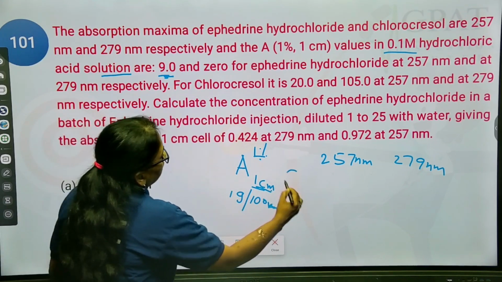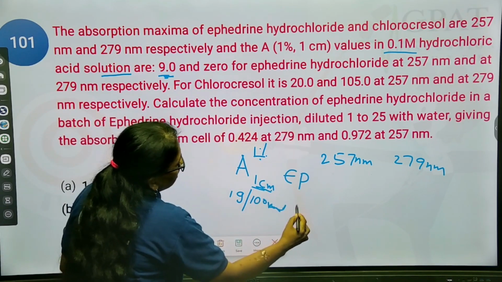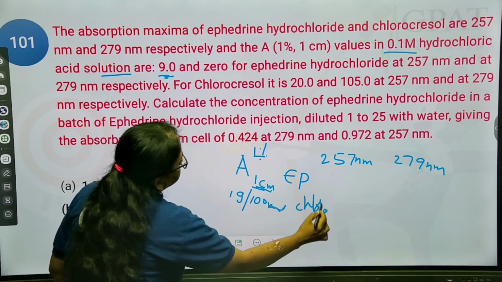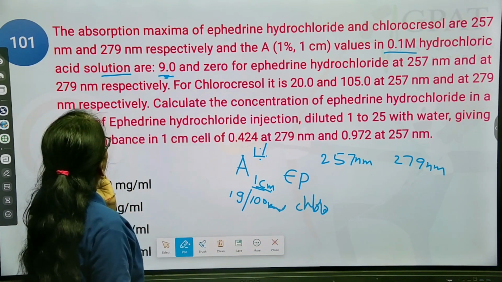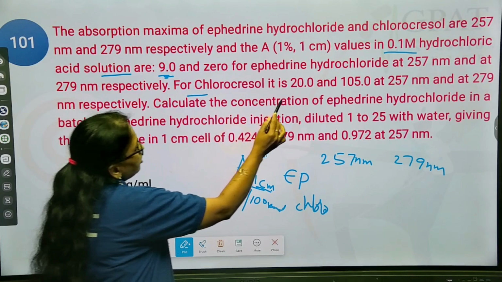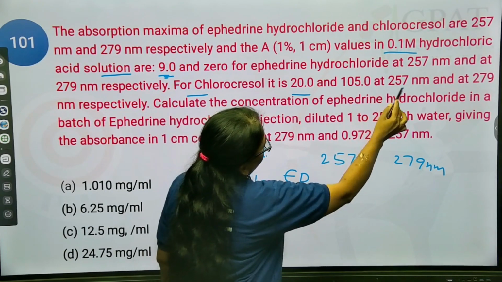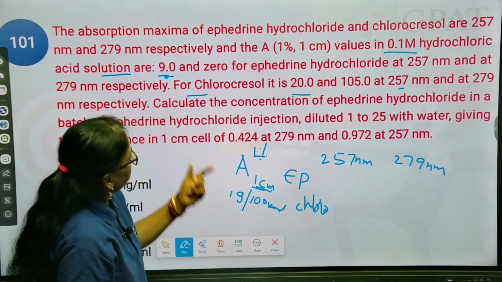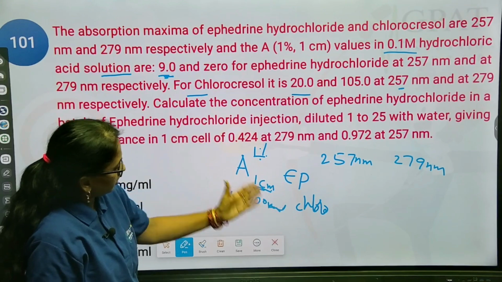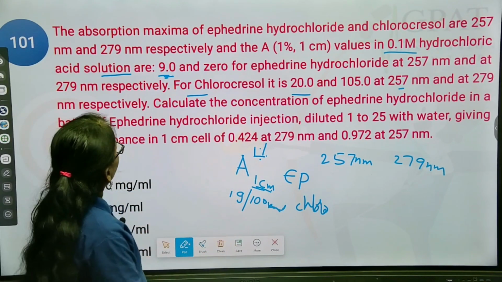for both ephedrine hydrochloride as well as chlorocresol. And for chlorocresol, it is 20 and 105 at 257 and 279 nanometers. So for both the drugs, A 1% 1 cm values they have given.